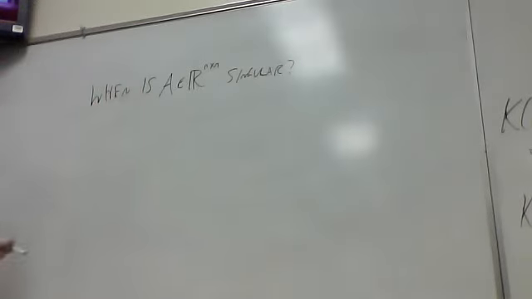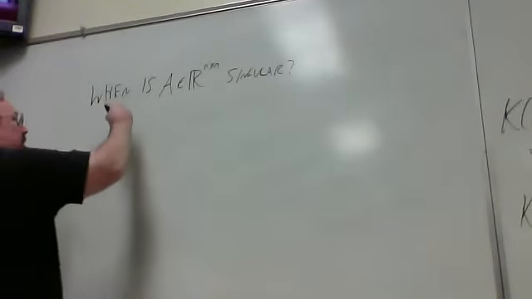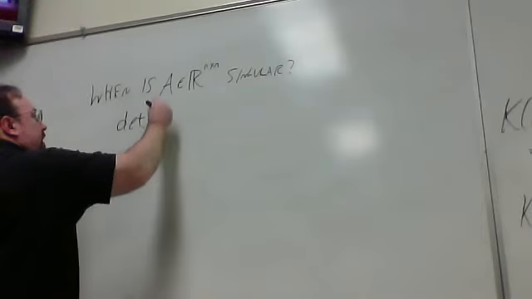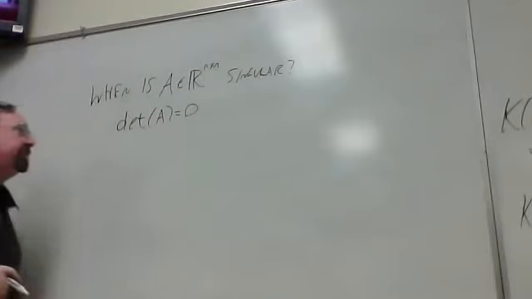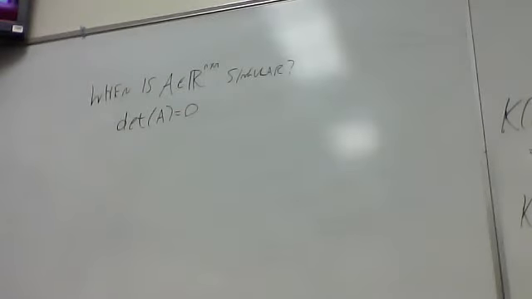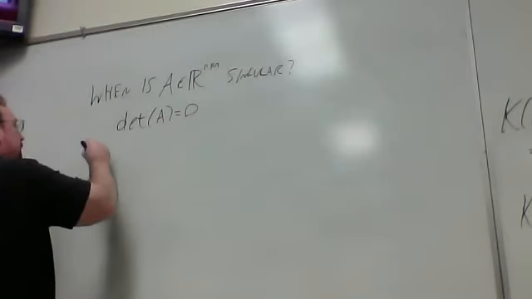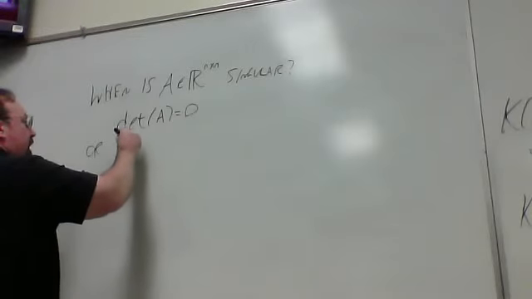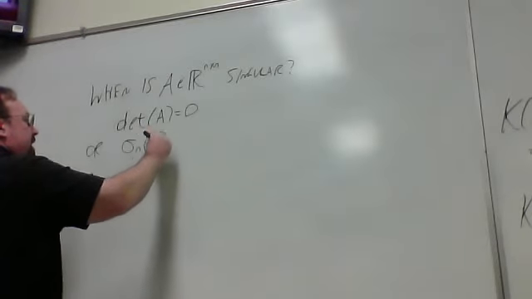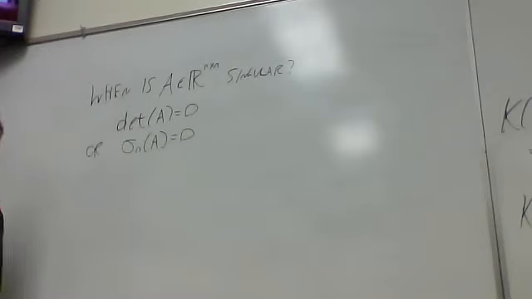singular? Now, there are lots of ways to tell, but what's one of the most straightforward ways of classifying a matrix as singular? Determinant. All right, so that's one: the determinant of A is 0. Now, another way is if the smallest singular value of A is 0.